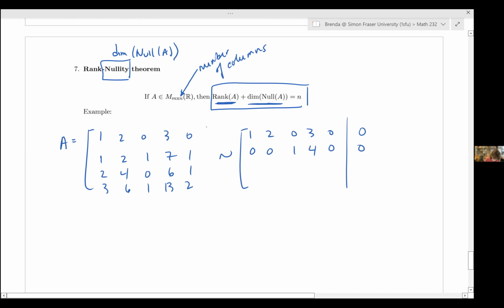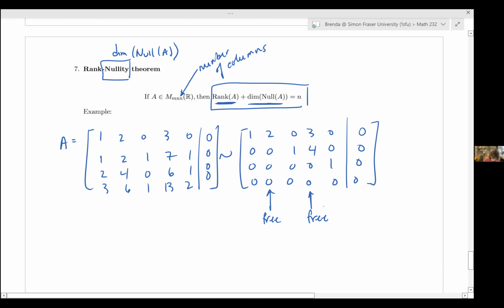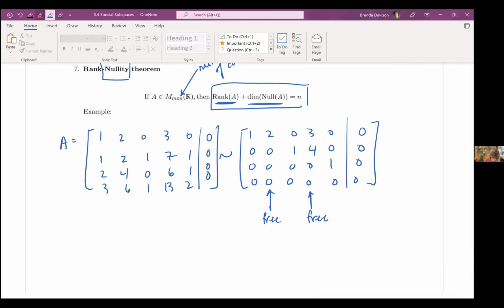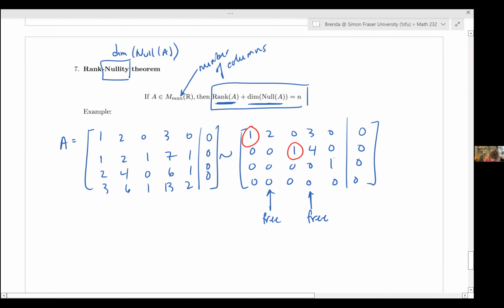Just to be clear, what I did here, I actually row reduced the augmented matrix. There it is. Okay, I've got 2 free variables, a free variable in column 2 and a free variable in column 4. I'll just circle the leading ones to try to make that extra clear. There's a leading one in column 1, in column 3, and in column 5. There's 2 free variables. There's 3 leading variables.